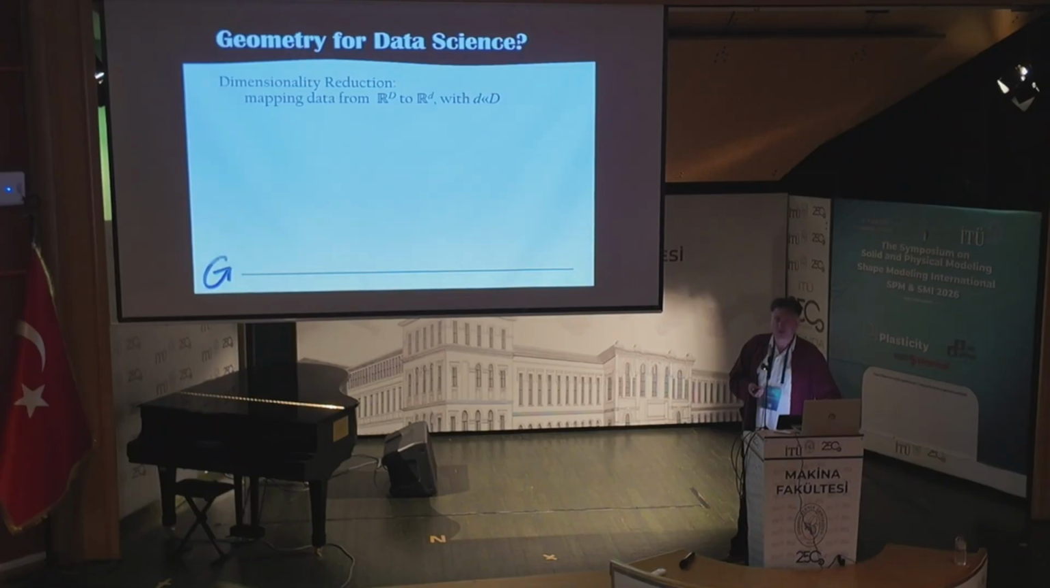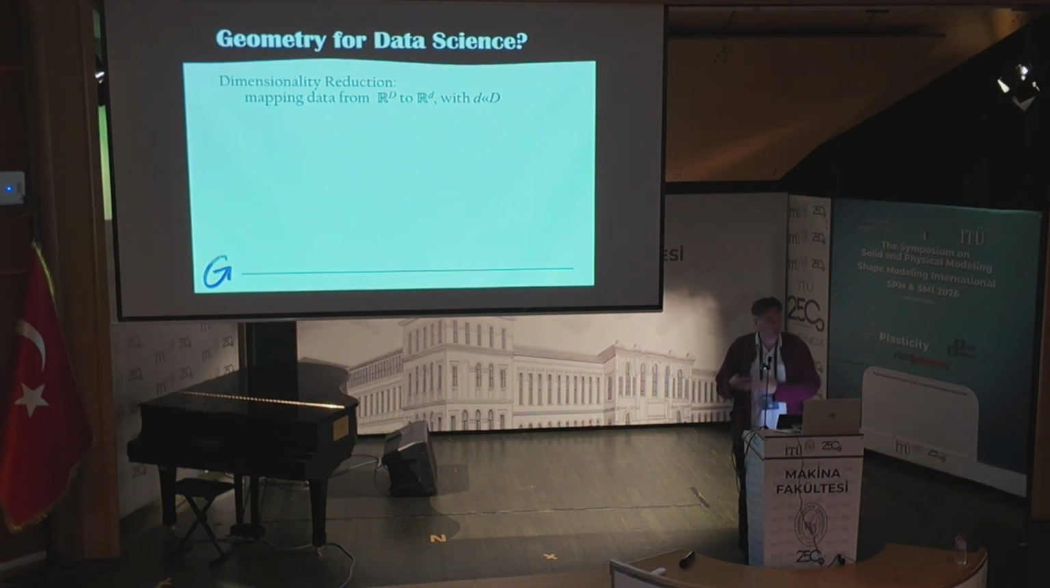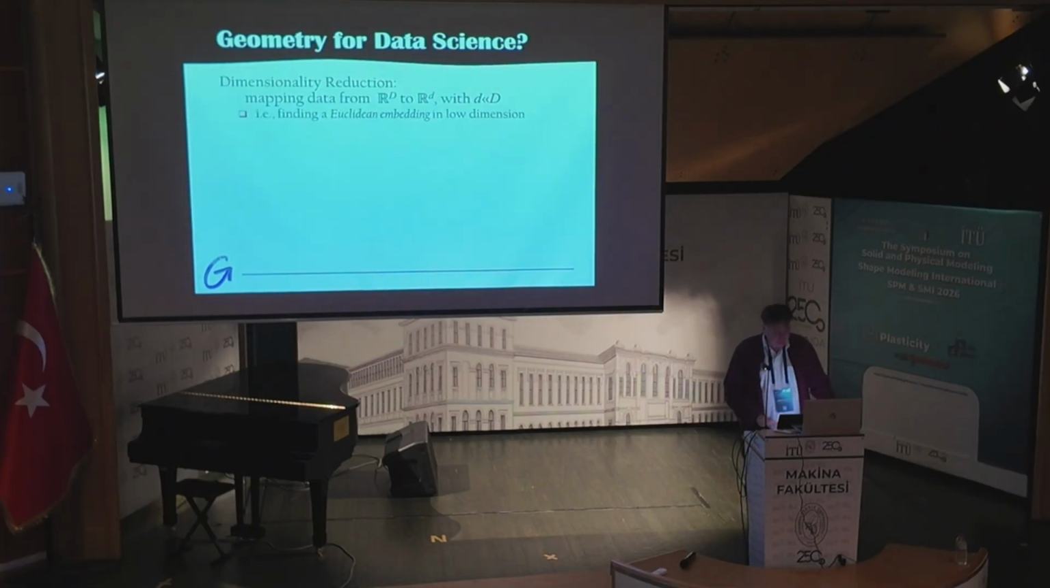It's called dimensionality reduction. I'm sure you've heard about it. You know that if you have a data set where every point of your data set lives in a super high dimensional space, let's say R to the power big T, where T is really large, and you want somehow to project it to a small dimension, let's say a Euclidean space of dimension little t, where little t is much smaller than big T. So basically, you want to try to find a Euclidean embedding of your high dimensional space into low dimension. And of course, there's plenty of this.